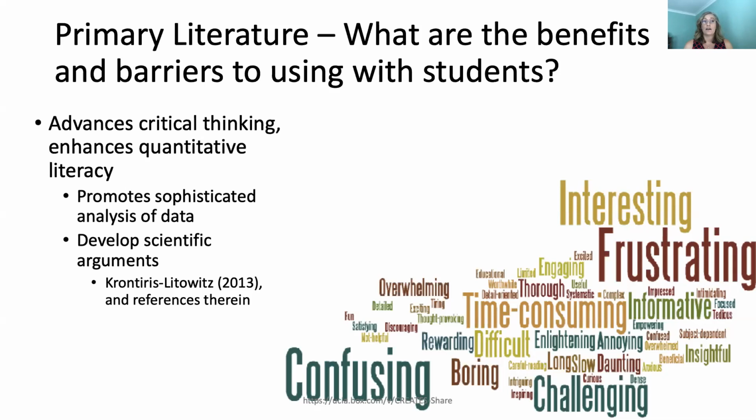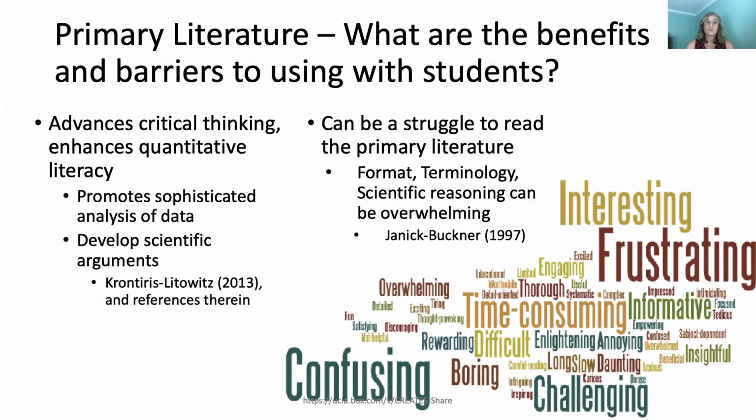But the pros are that reading the primary literature can help enhance students' critical thinking skills, their quantitative literacy, and help them really learn how to start to analyze data and to develop scientific arguments. But again, this can be a struggle for students. The format is weird. It doesn't actually follow a narrative about what necessarily happened in order. Terminology can be difficult, and the reasoning can just sometimes be overwhelming.